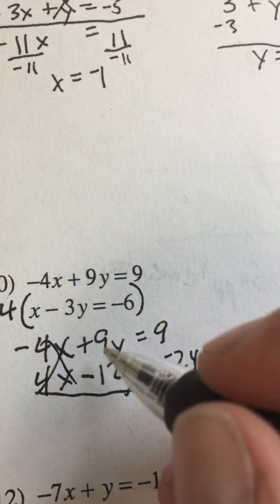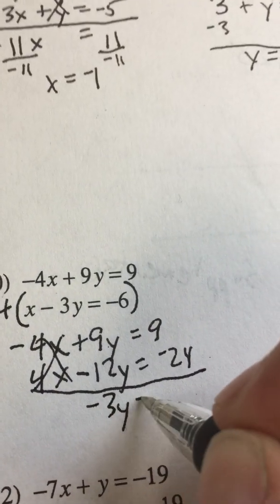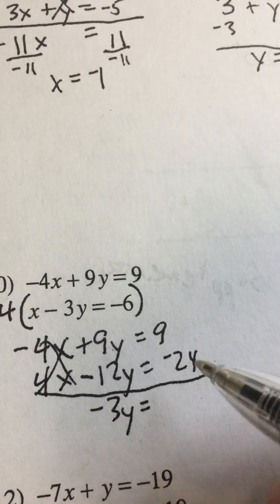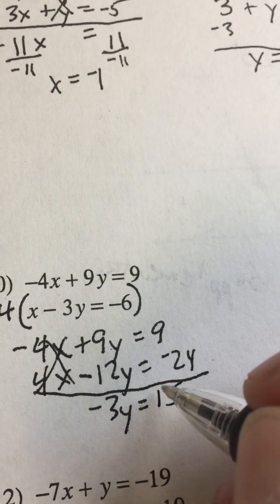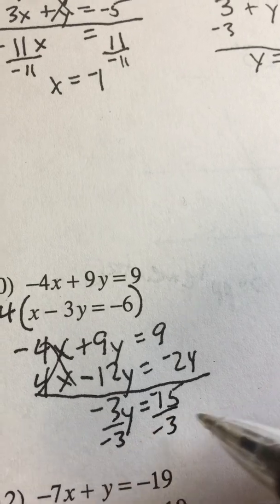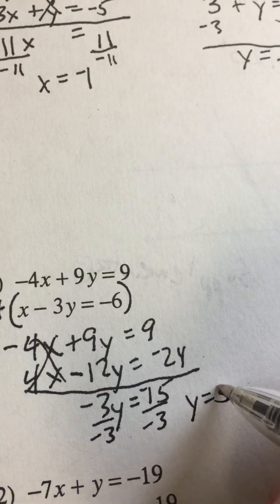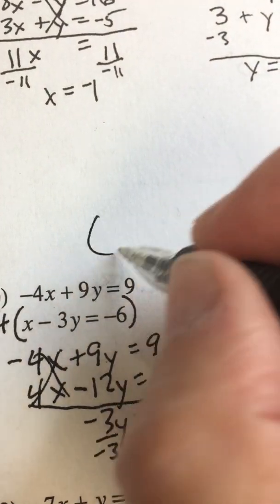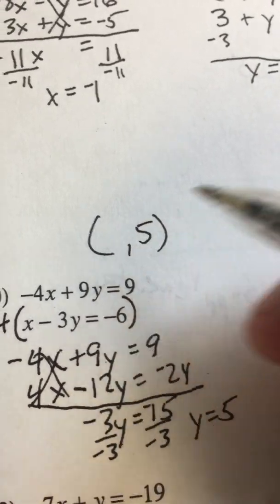The x's go away. I now have -3y is equal to 9 minus 24. I think that's -15, because bad guys won. So divide by -3, divide by -3, y equals +5. So in my intersection, y is +5.